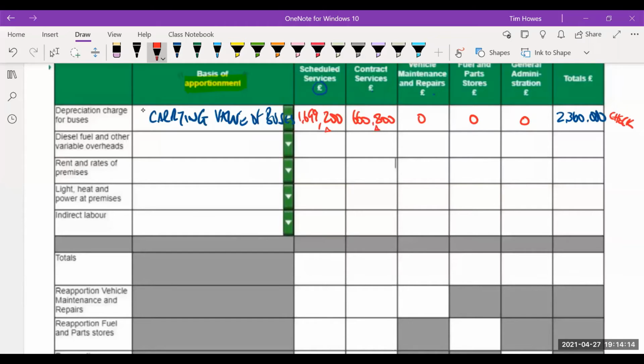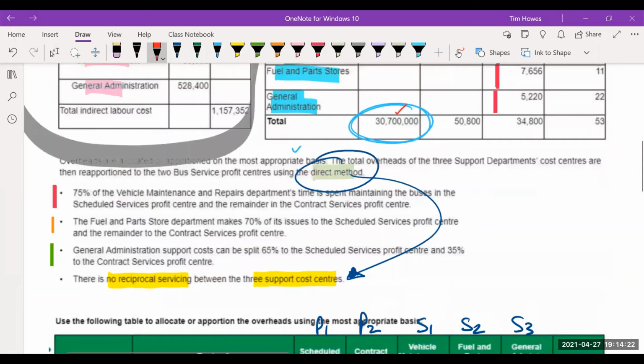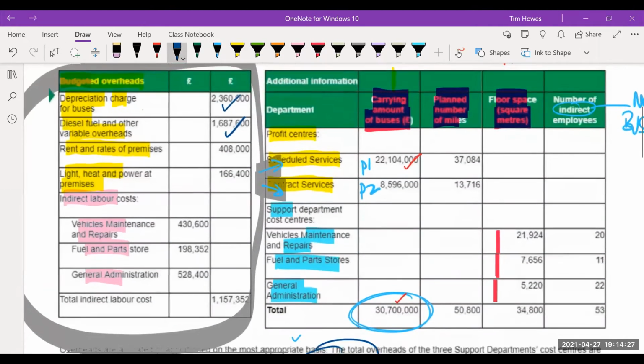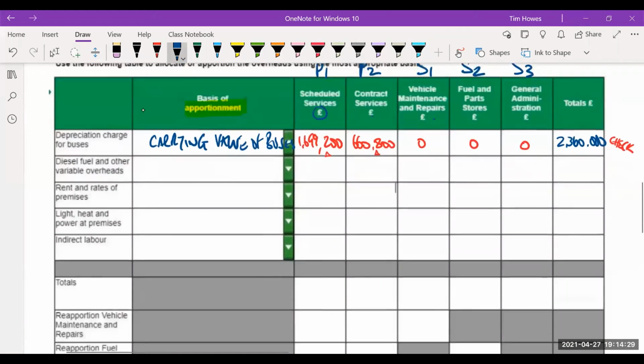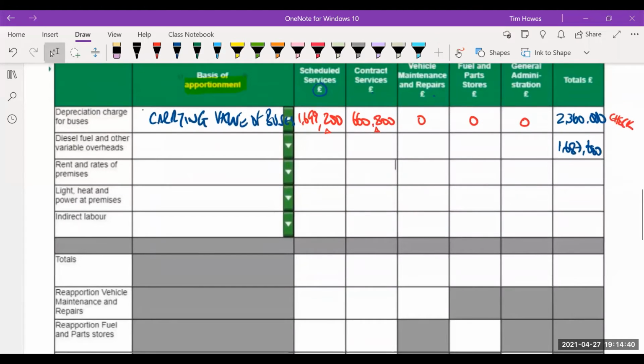Superb. Excellent. Let's move down to diesel fuel and other variable overheads then. Okay, so diesel fuel and other variable overheads. Let me tick it as I pick it up. 1,687,600. Okay, so in it goes, 1,687,600. So we pop the total in. Great. So on what basis do you think we should get that into P1 and P2?